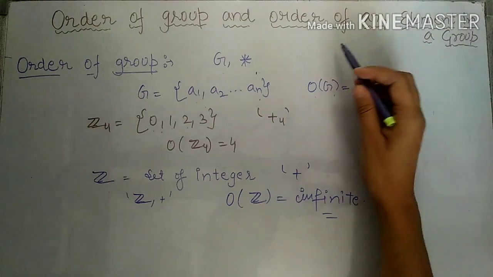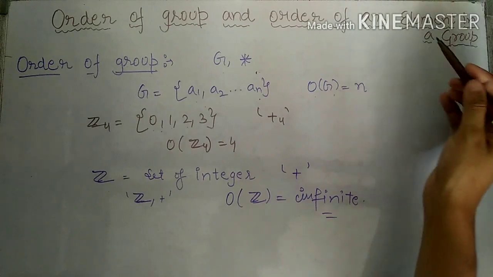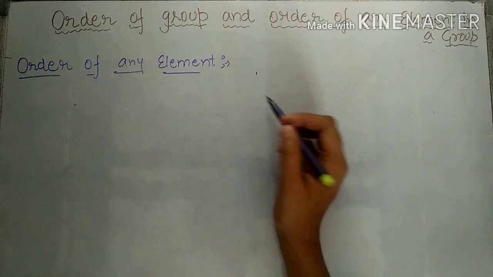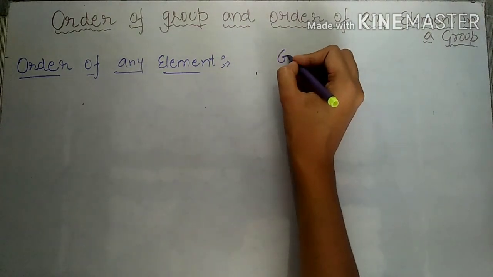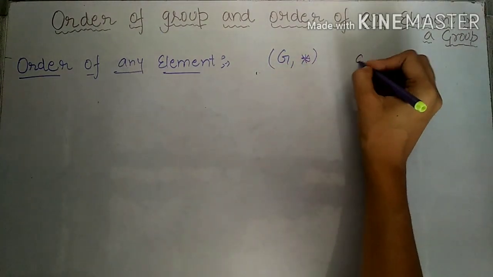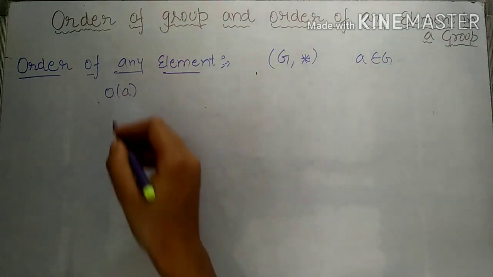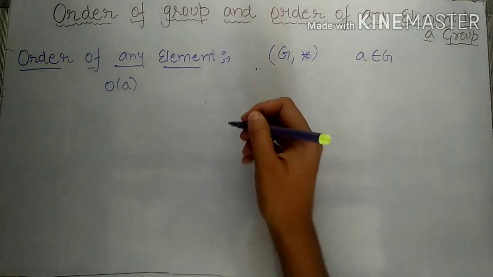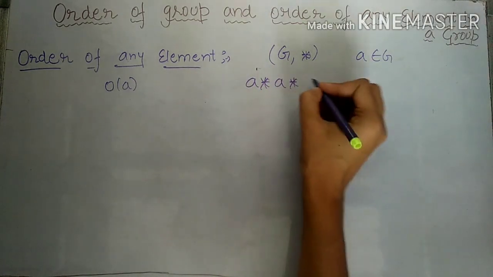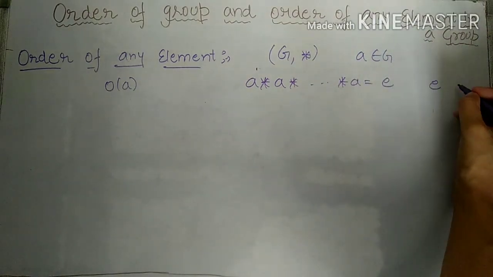But if we talk about order of any element in a group, let's understand the term order of any element in any group G. So what is an order of any element in a group? Friends, if we take any group G with binary operation star, and if we take any element A from G, then what is order of A? Denoted by O(A). Friends, this is the least number of times A is to be operated with itself so that it comes out to be identity of the group G, where e is the identity of group G.